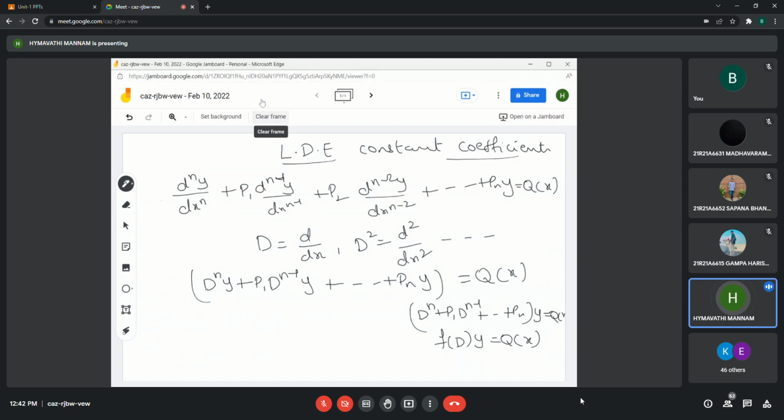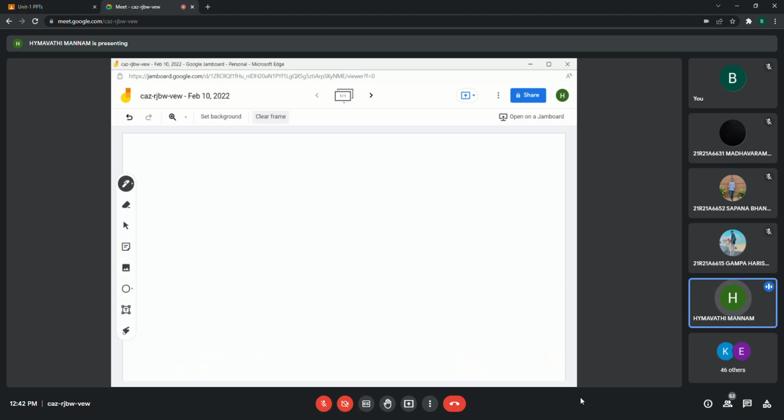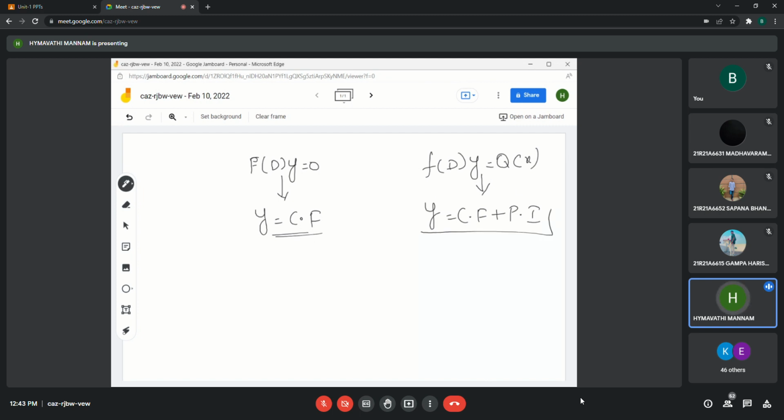The solution of this: f of D into y is equal to 0. For this type of differential equation, y is equal to the complementary function. For f of D into y is equal to Q of x, the general solution is the complementary function plus the particular integral. So you have to find both when Q of x is included in the given differential equation.